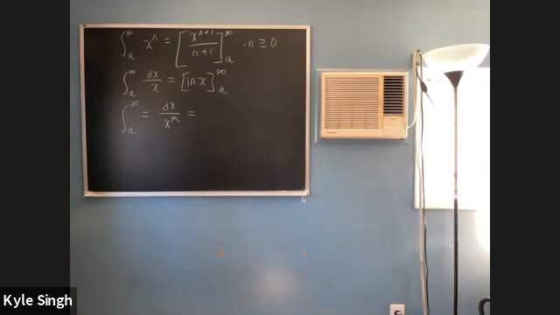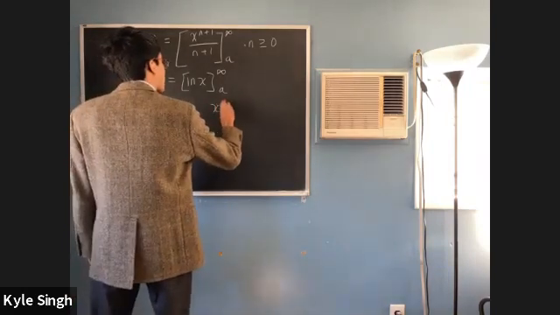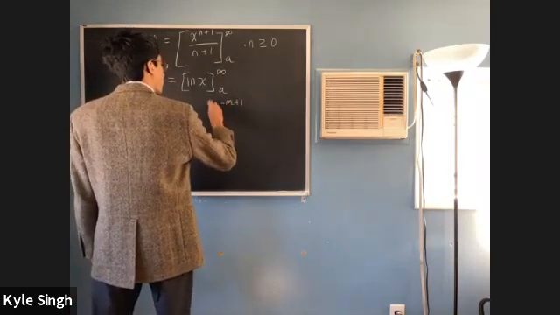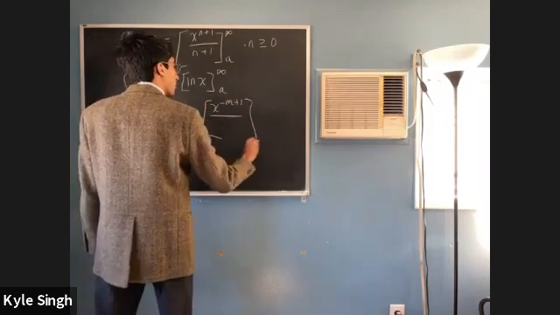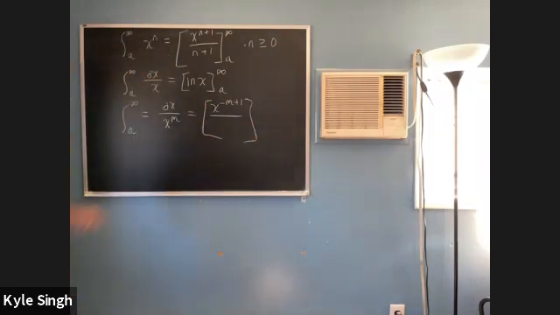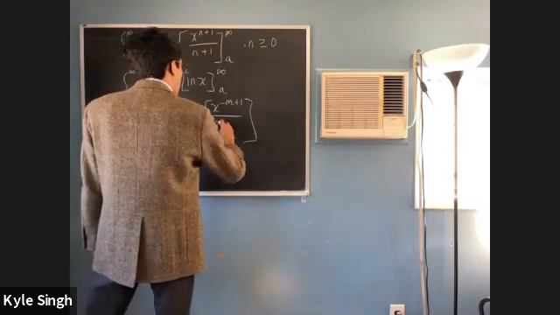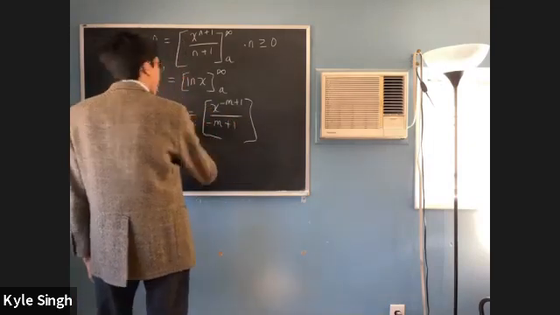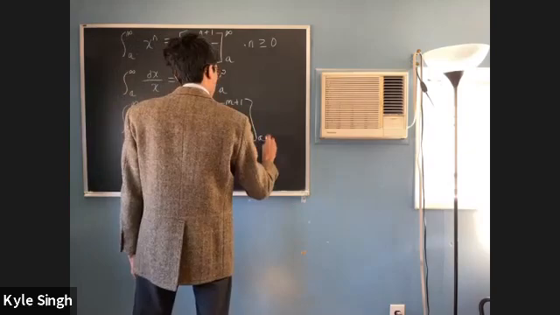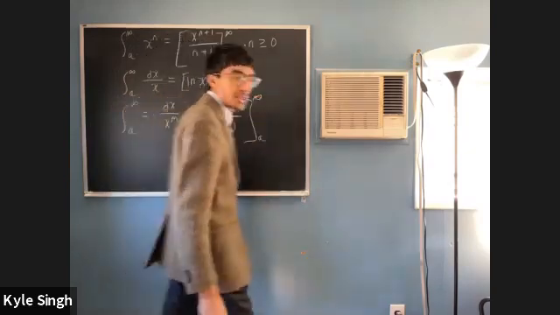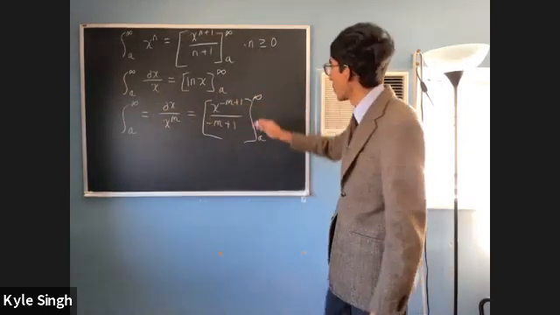What do we get? You get x to the minus m plus 1 up top, right? Because this is a fraction, it's going to be over that thing, right? And then you get minus m plus 1. Okay, and this integral converges. There's no divergence at all, no problem.